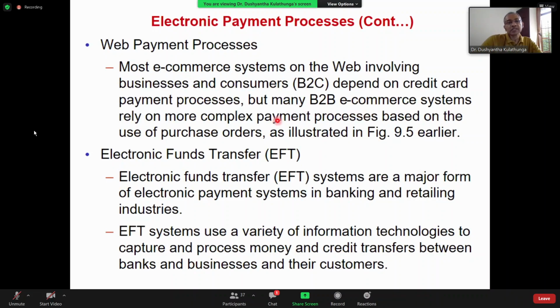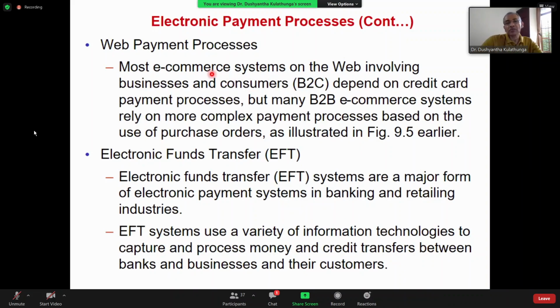But many B2B e-commerce systems rely on more complex payment processes based on the use of purchase orders, as illustrated in figure 9.5 earlier. Now, in figure 9.5, we elaborated the particular Microsoft market system, where we started with, say, identifying suppliers, and then sending a purchase order. So likewise, the order is processed in a different manner in a business-to-business context. But here, the customer will have to select the particular item that the customer needs to buy, and then confirm the order and make the payment.